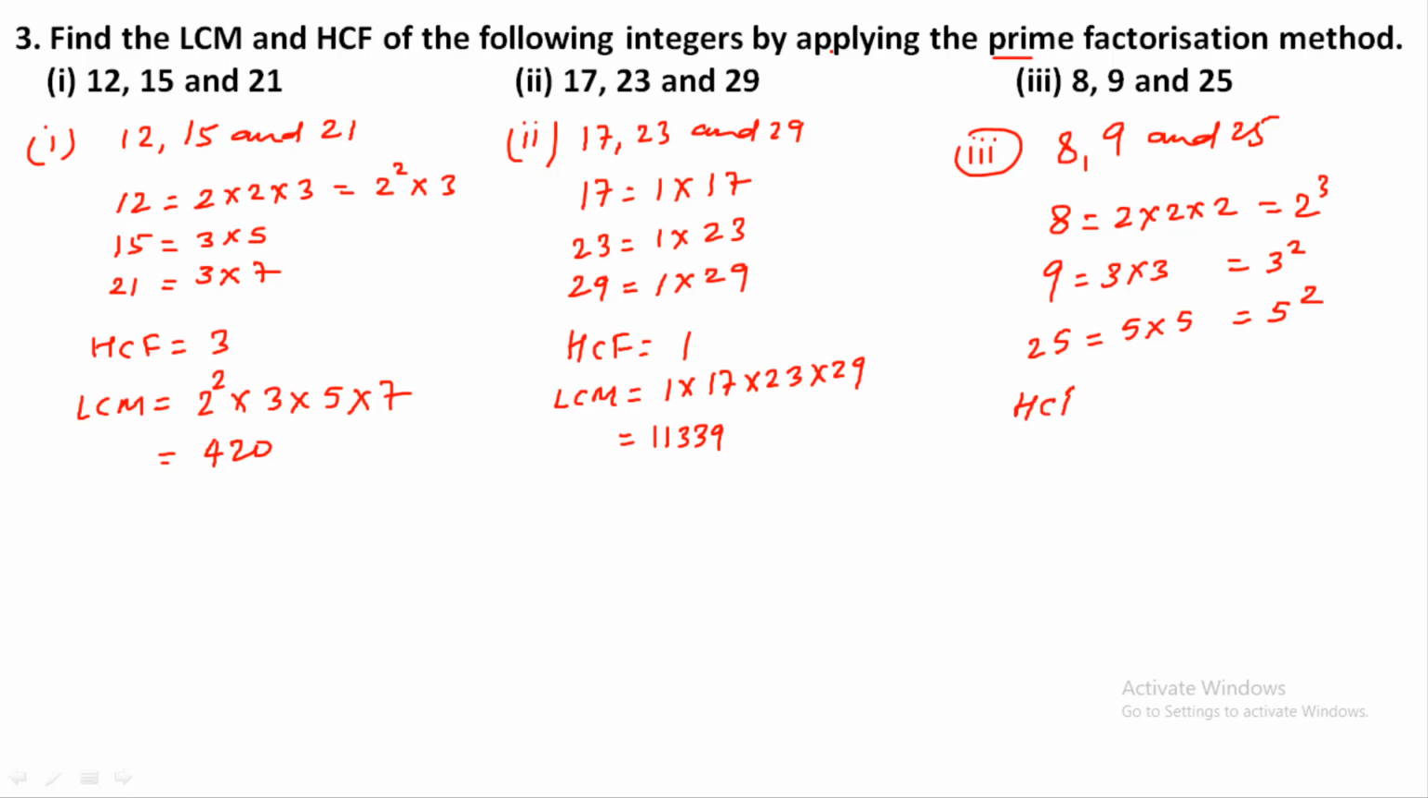So what will be HCF? Nothing is common, and if nothing is common it doesn't mean that nothing is common. Common क्या है, 1 is common, so we write HCF क्या हो जाएगा, 1. And LCM, तो LCM 2 cube into 3 square into 5 square. So it means that when we multiply this then we get 1800. हमें क्या मिल जाएगा, 1800, and this is the answer.